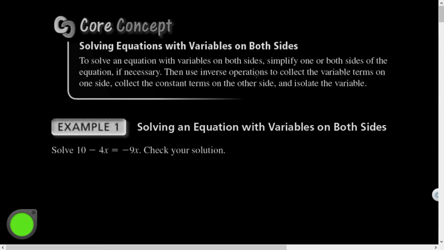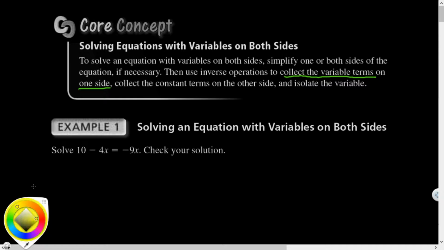So here we go, core concept, solving equations with variables on both sides. Here's what the book says. To solve an equation with variables on both sides, simplify one or both sides of the equation, if necessary. So as usual, if there's distributive property, if there's combining like terms, let's deal with that first, okay? Then, here's the new part, use inverse operations to collect the variable terms on one side. Collect the constant terms on the other side.